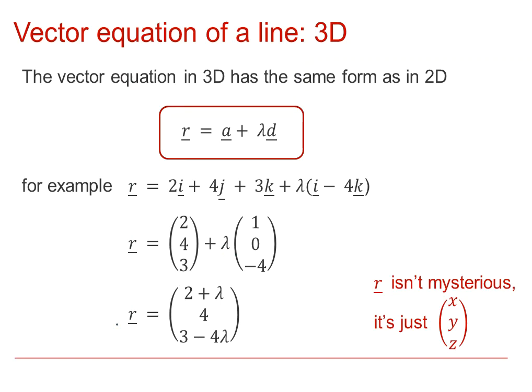This vector r is not some strange new quantity. All it is is the position of a general point on your line. In other words, it can be considered as being (x, y, z), and in later lessons we will use x, y, z as this general position vector.